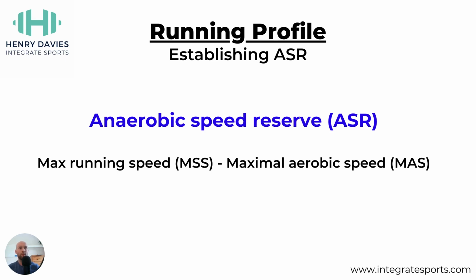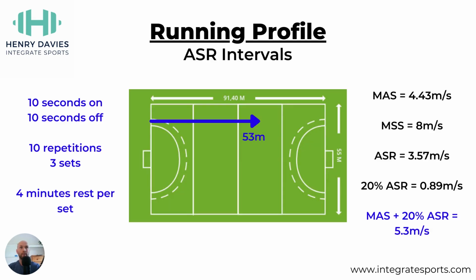Or we can prescribe using our anaerobic speed reserve as a percentage of that difference between mass and max sprint speed. So if there's a difference of 3.5 meters per second between maximal aerobic speed and max sprint speed, we could take, say, 10 to 20% of that distance and prescribe in that sort of zone as well. So I'll show you how to do that now.